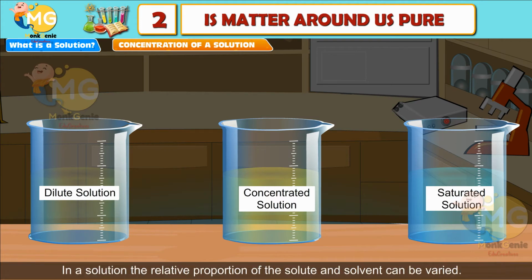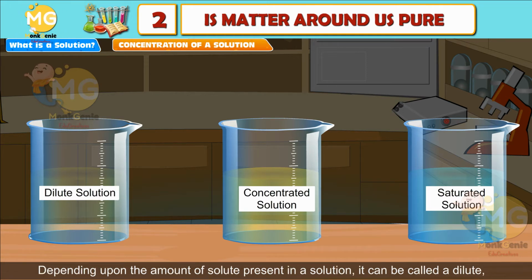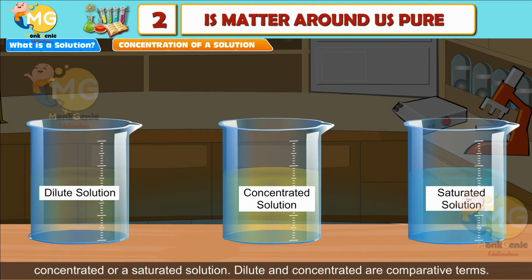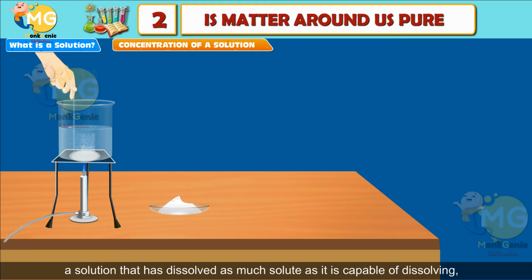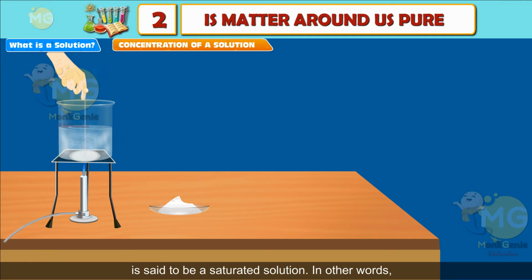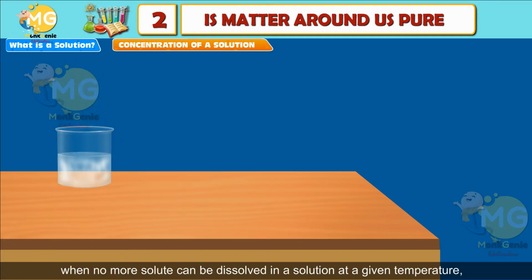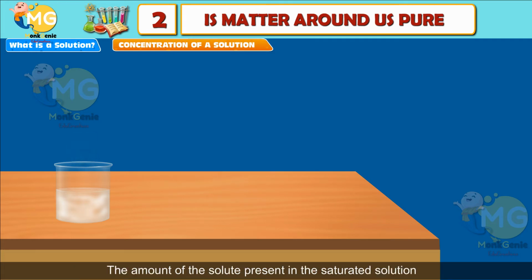Concentration of a solution. In a solution, the relative proportion of the solute and solvent can be varied. Depending upon the amount of solute present in a solution, it can be called a dilute, concentrated, or a saturated solution. Dilute and concentrated are comparative terms. At any particular temperature, a solution that has dissolved as much solute as it is capable of dissolving is said to be a saturated solution. In other words, when no more solute can be dissolved in a solution at a given temperature, it is called a saturated solution. The amount of the solute present in the saturated solution at this temperature is called its solubility.